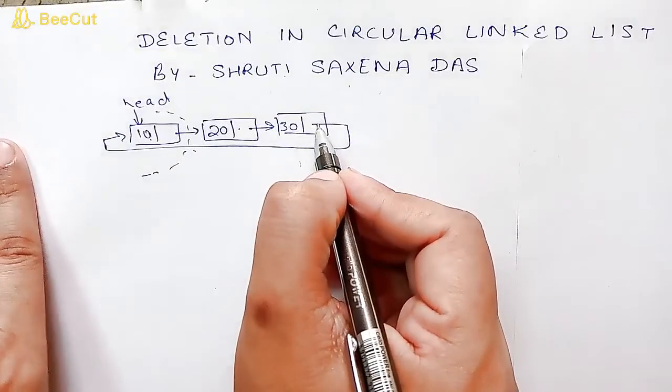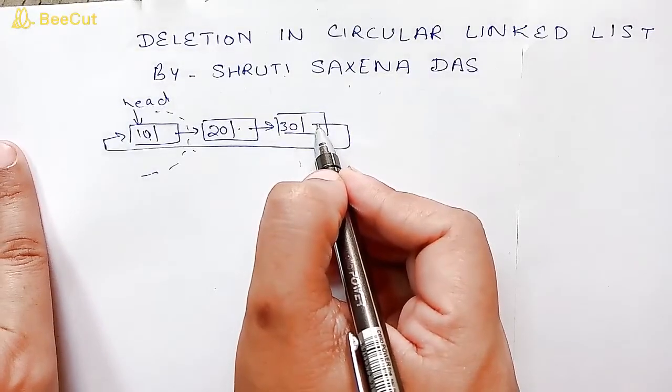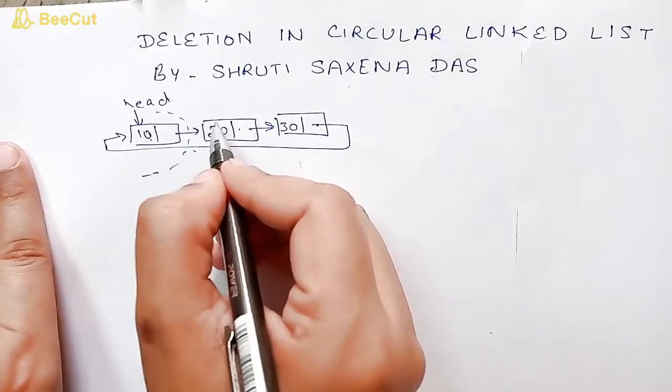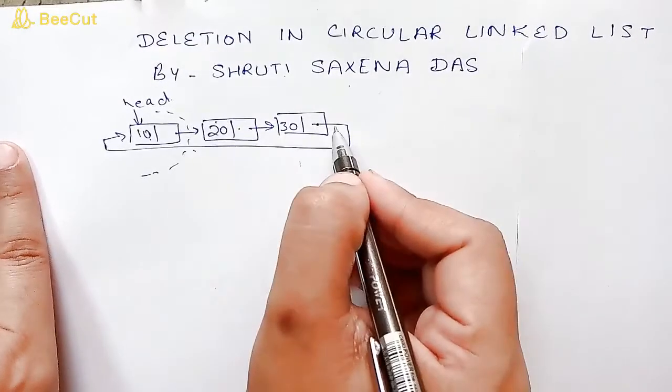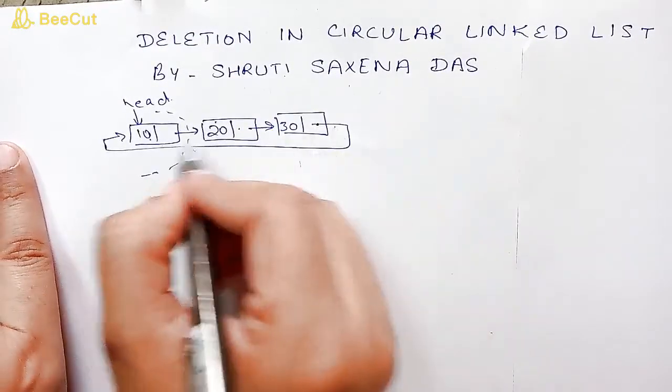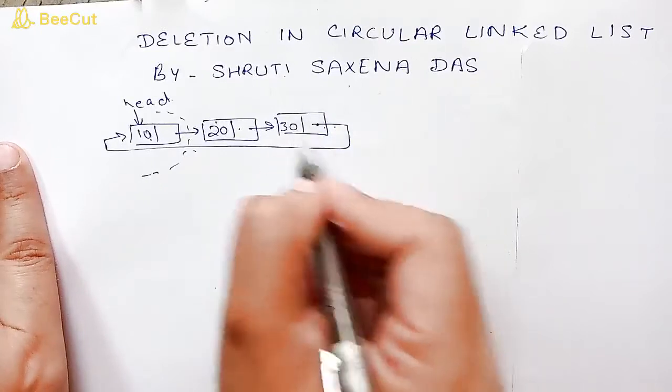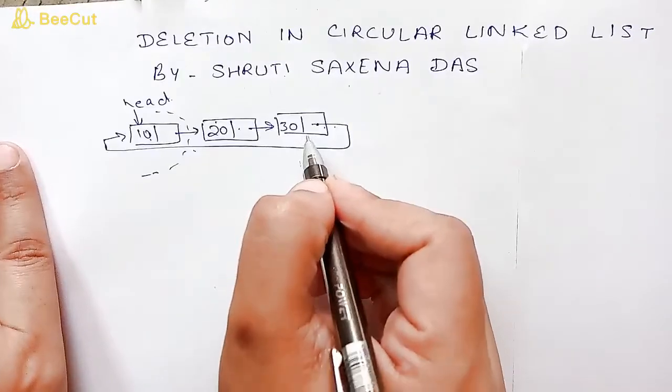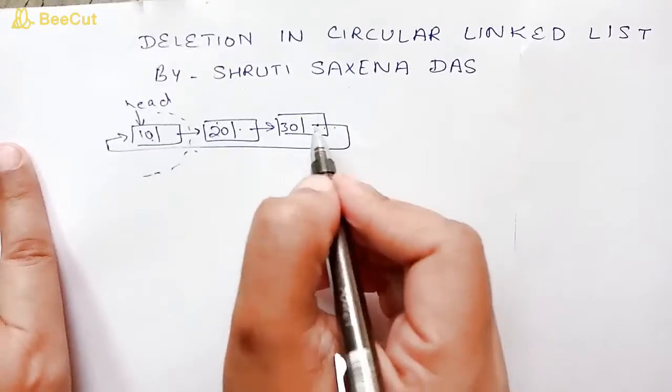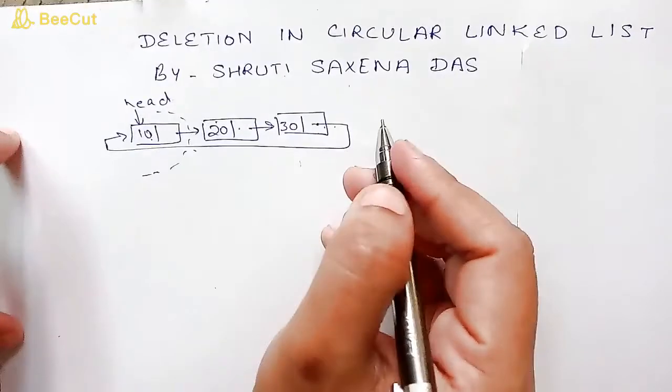Automatically this particular link will be modified, because this is containing the address of head. If you are modifying the value of head, automatically this will be modified. So no need to traverse till this point, no need to do all the modifications over here. Automatically it will be modified as it is containing the address of head.